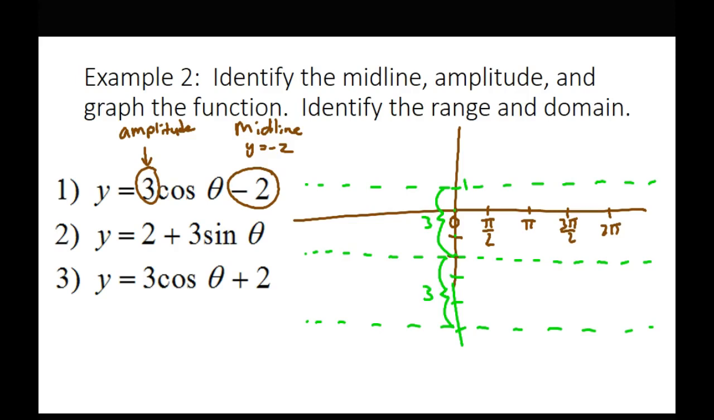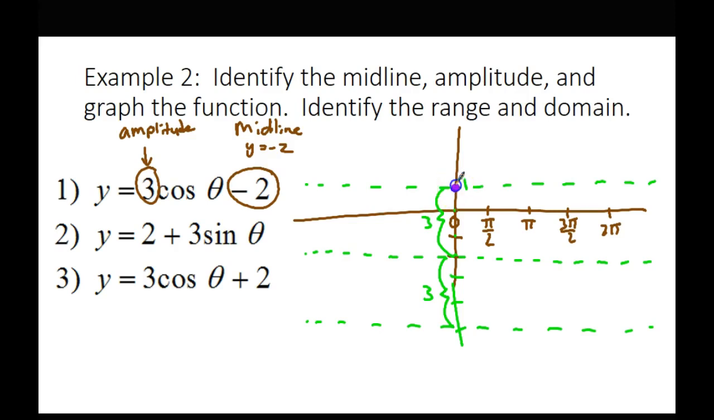Okay, so step 1, graph your midline. Step 2, graph your min and your max using the amplitude. Step 3, we're going to draw our curve. Now to do that, you need to know, are we looking at a cosine graph or a sine graph? We're looking at a cosine, right? And cosine starts at the max, and it goes down after that, right?